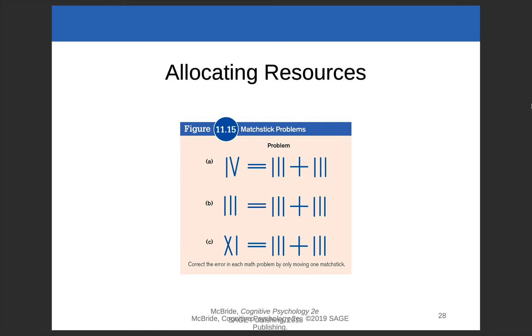We have 3 problems here, A, B, and C. All of them are wrong. A is 4 equals 3 plus 3. B is 3 equals 3 plus 3, and C is 11 equals 3 plus 3. All right, so we have 3 plus 3 on the right-hand side. On the left-hand side, we have 4, 3, and 11.